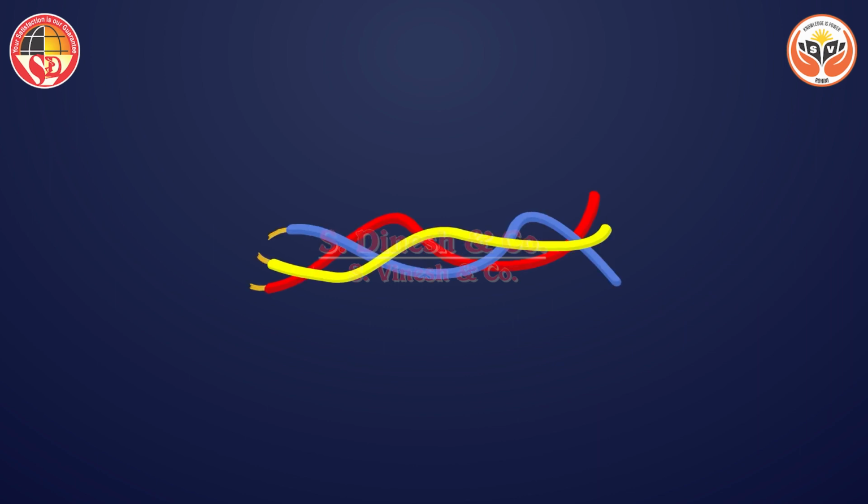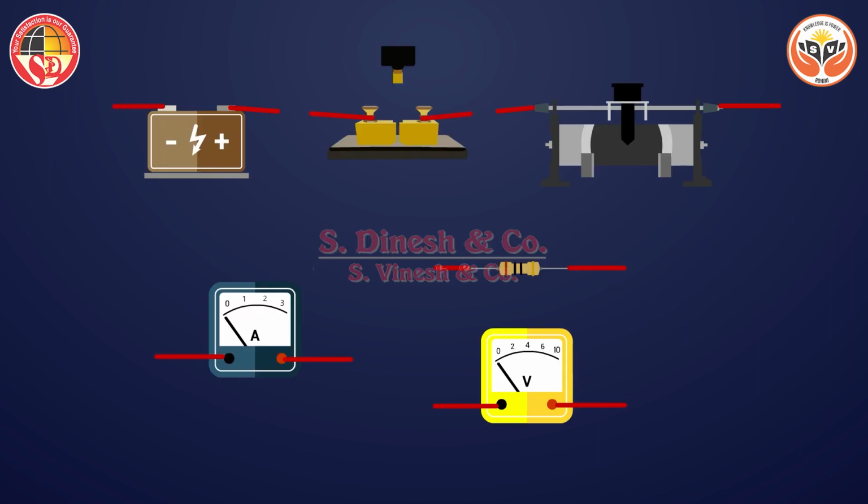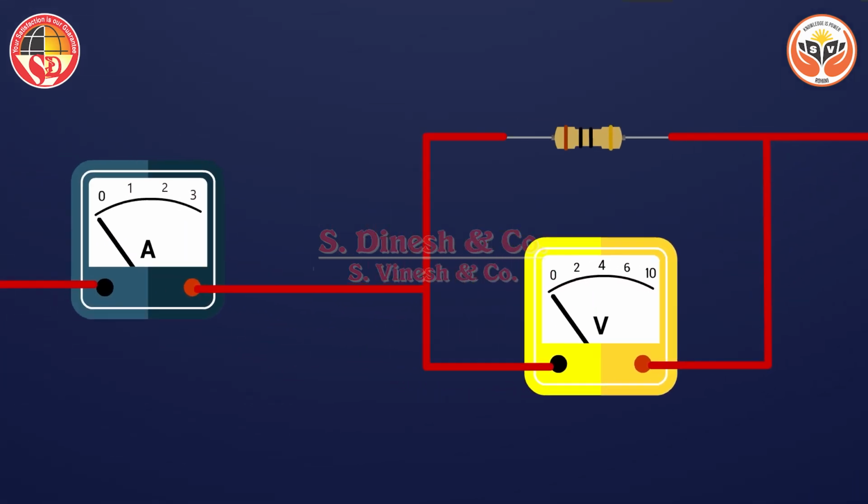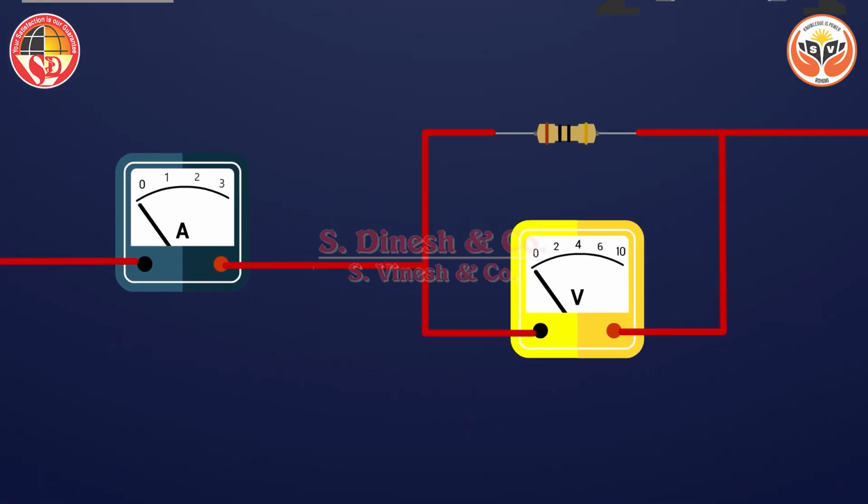Procedure. Clean the terminals of the connecting wires. Connect the components in the circuit, while keeping the key open. The voltmeter is connected across the given resistor and the ammeter is in series with it.